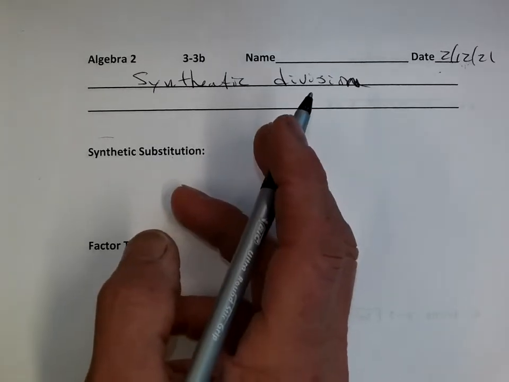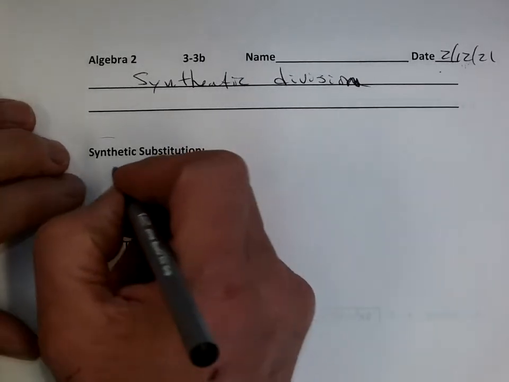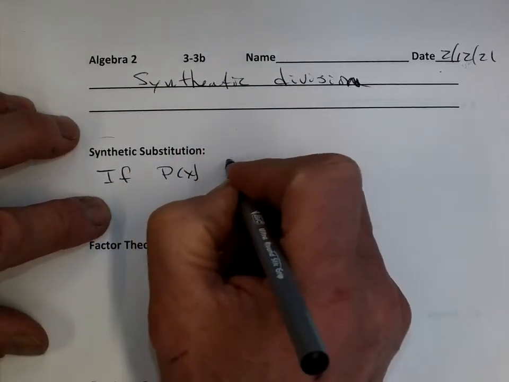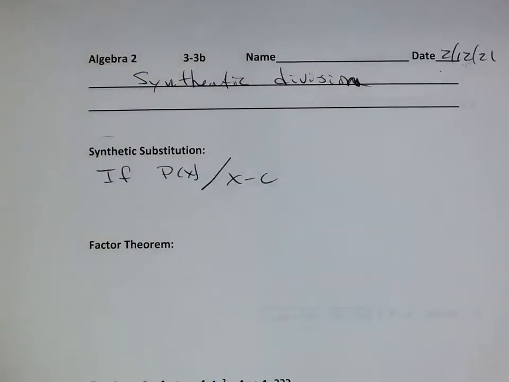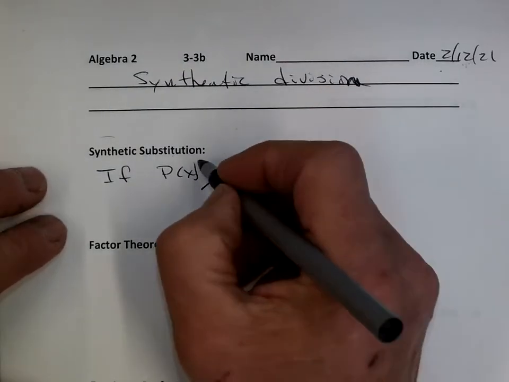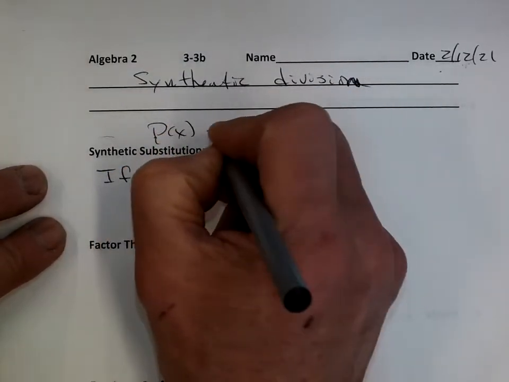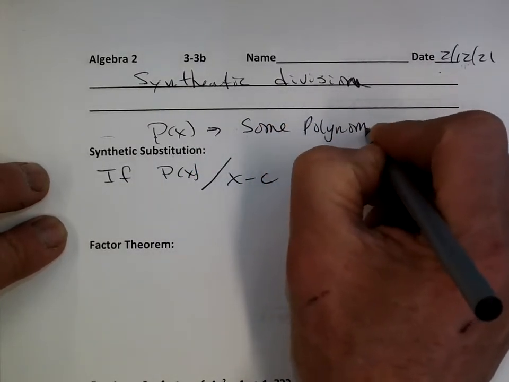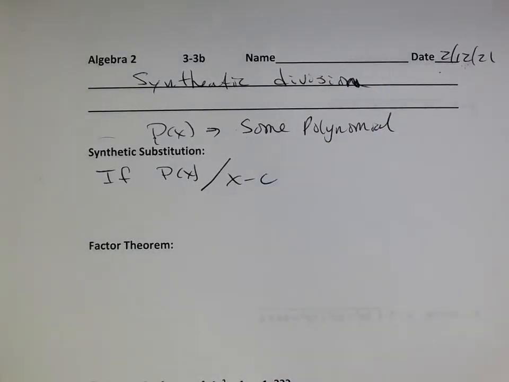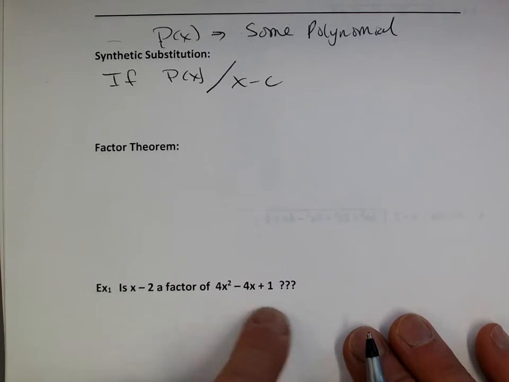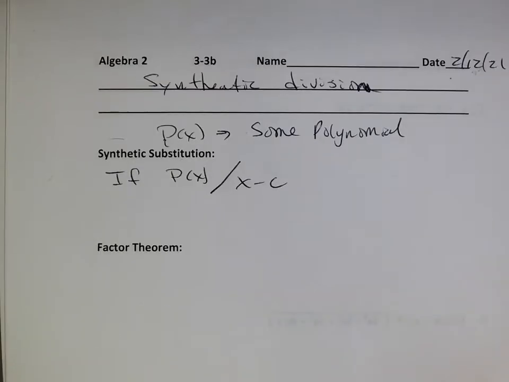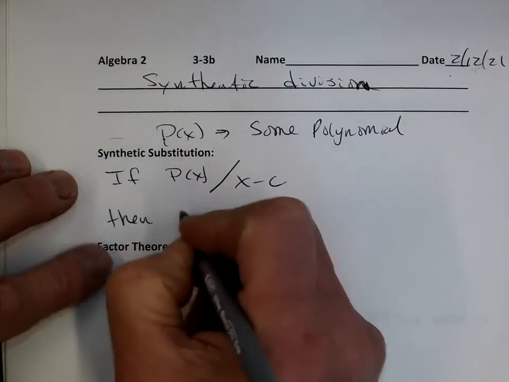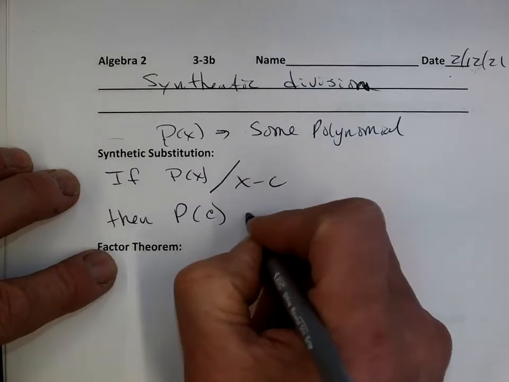Okay, so I'm going to give you some math words, okay? If P of x is divided by x minus c, and P of x is some polynomial, like that. That's a polynomial, right? So, if P of x is some polynomial, then P of c is the remainder.